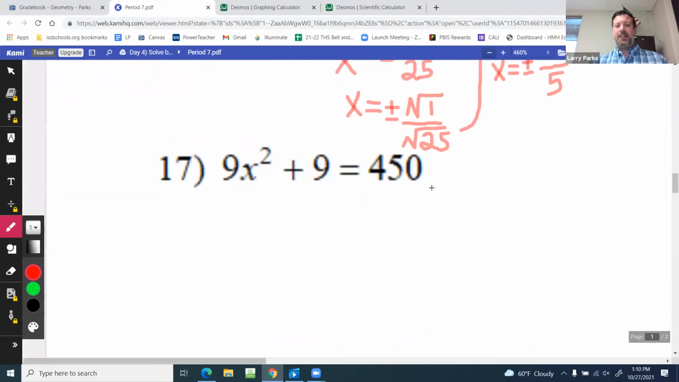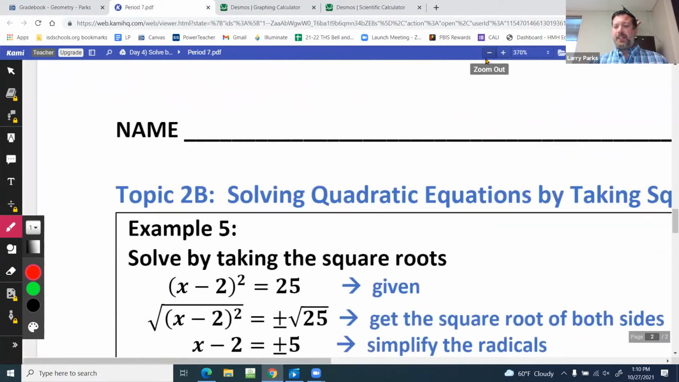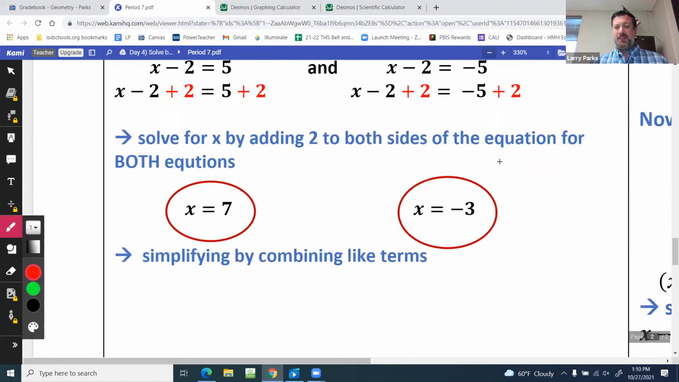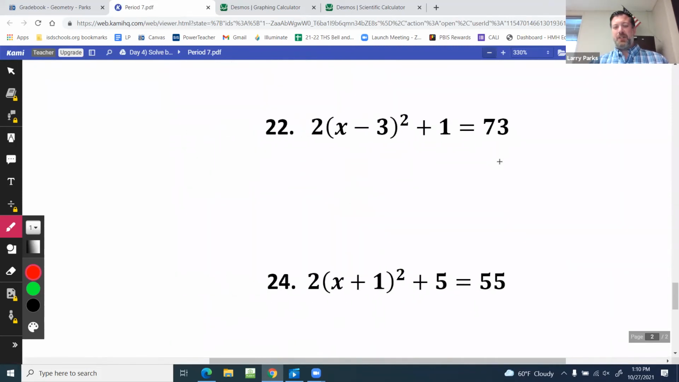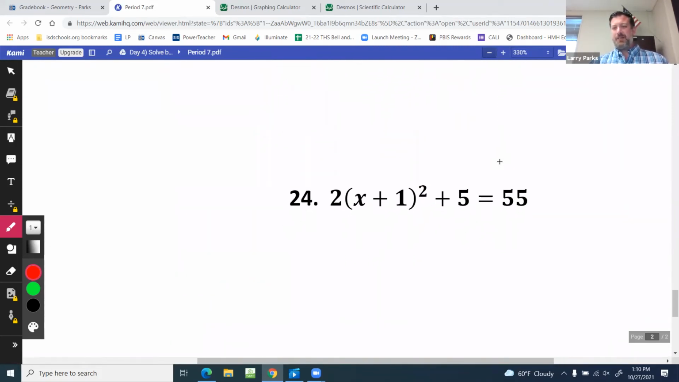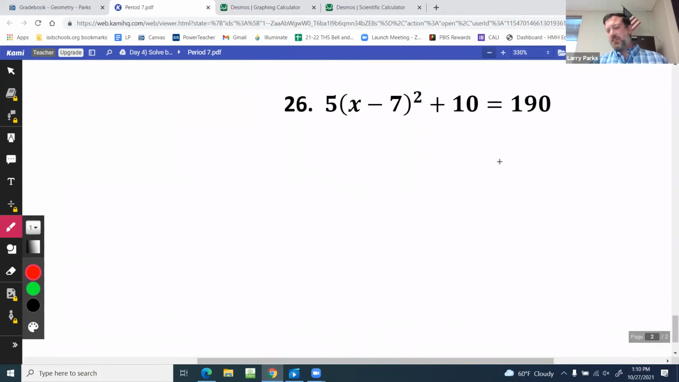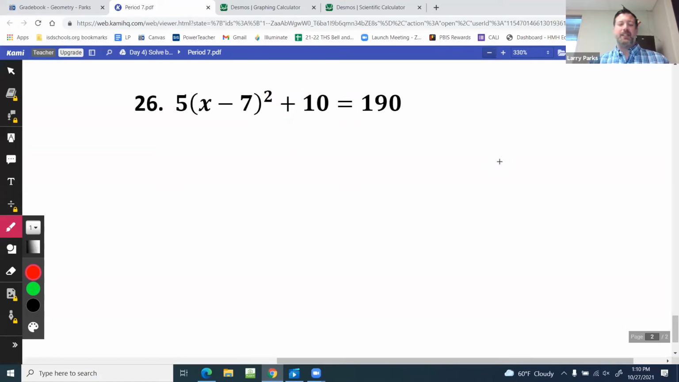All right, I think you can handle the rest of that first section. The ones down here are exactly the same. They're just a little bit longer. I'll let you read through the example yourself. Notice we just have more stuff to get rid of. So just for the sake of time, I am going to do number 26.